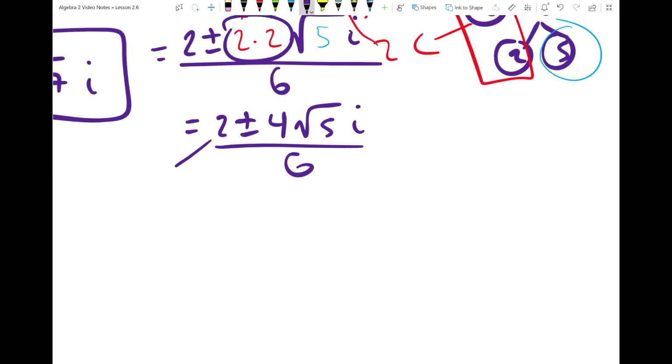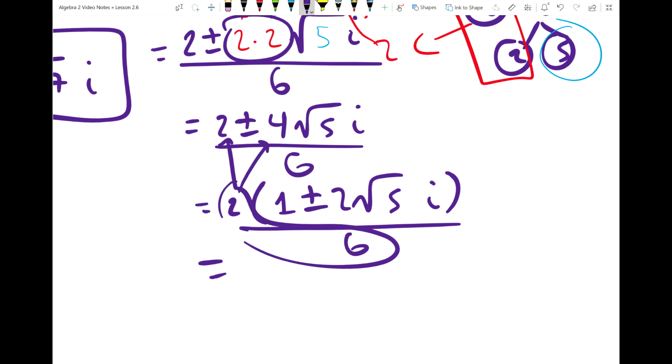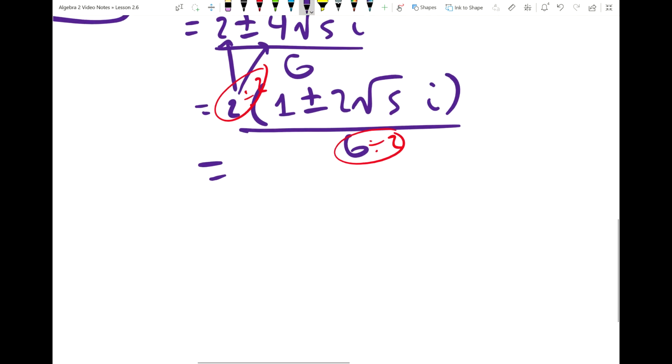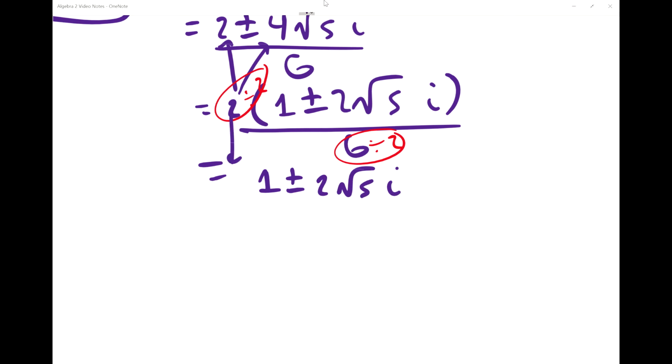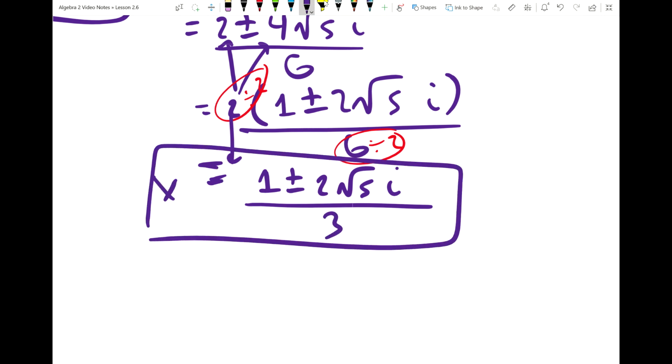Almost done. We can pull a 2 out of 2 and 4. So let's pull the 2 out. So 2 goes in the 2 once, plus or minus. 2 goes in the 4 twice. We'll just rewrite the square root of 5 and the i there. And then we got a 6. So this part is a fraction, 2 over 6, right? So we can reduce that fraction by dividing by 2 top and bottom. 2 divided by 2 is 1. 6 divided by 2 is 3. So we got 1 plus or minus 2 square root of 5i. Now this one is invisible, right? So I'm not going to write it. And then 6 divided by 2 is 3. So x equals this guy.